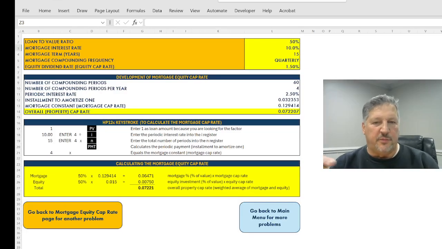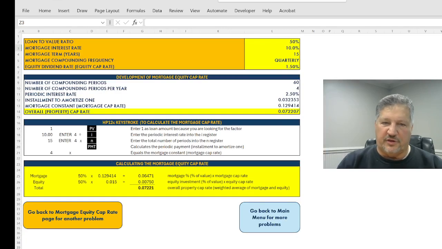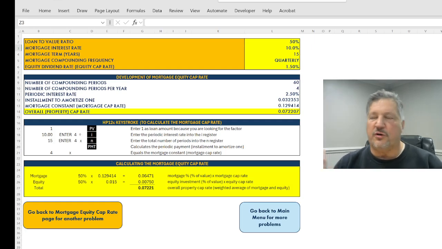Okay, so assuming you're familiar with how to solve the mortgage equity cap rate, again, this presentation is to introduce you to these resources where you can have an almost limitless number of problems to practice solving that mortgage equity cap rate. Now, one of the things you need to be aware of when you're dealing with our spreadsheets here at the Appraisal Toolbox is we do not use macros to solve any of our formulas or for any of our automated features in Excel.